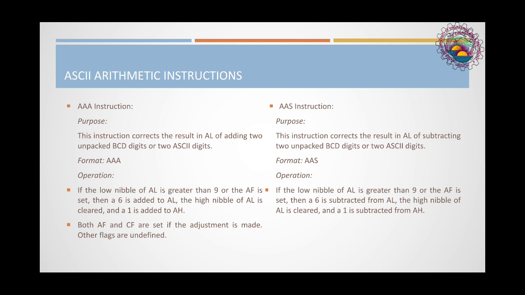During the adjustment, if the lower nibble of AL is greater than 9 or the auxiliary carry flag is set, then 6 will be subtracted from AL, and the higher nibble of AL will be cleared, or will become 0, and 1 will be subtracted from register AH. Auxiliary carry and carry, both flags, will be set to 1 if the adjustment is made. Remaining flags will be undefined.